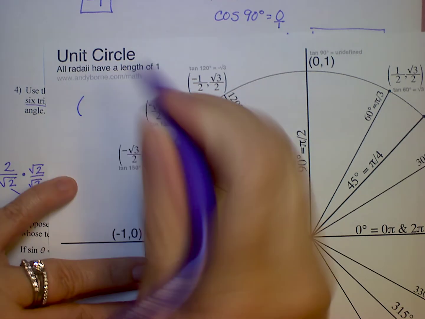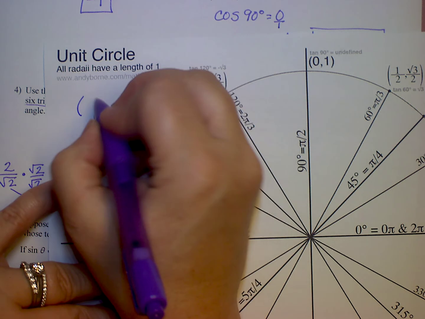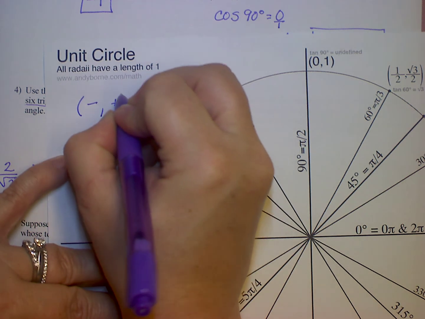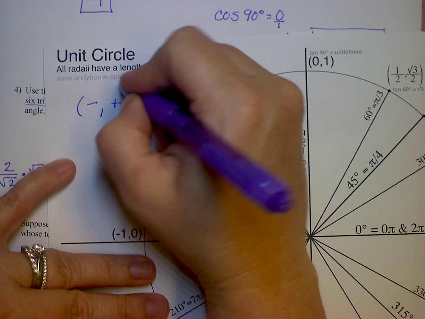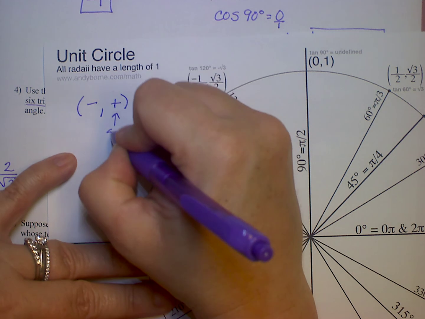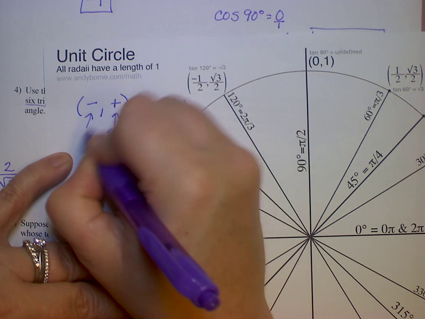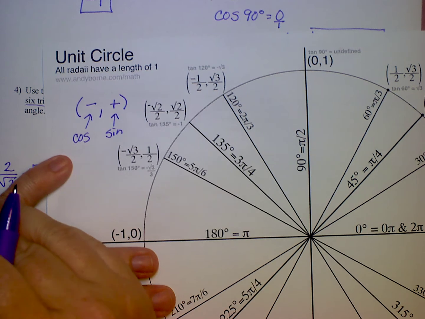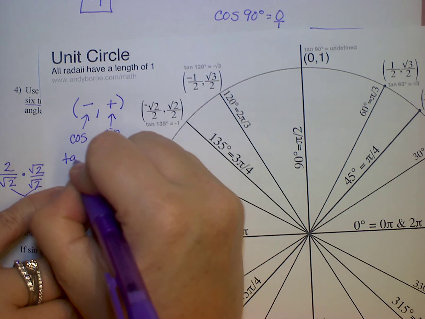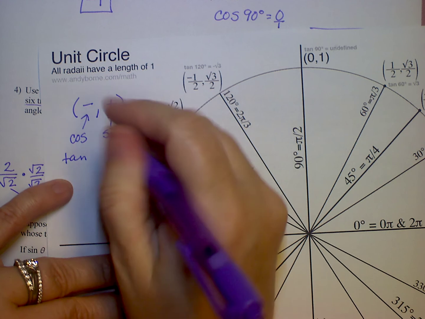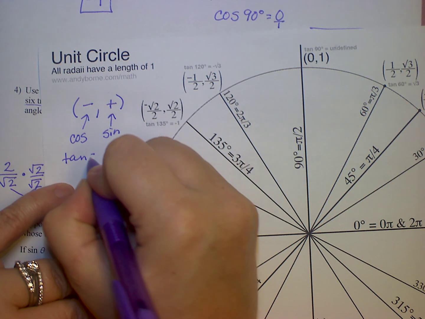What about in the second quadrant? These are not positive positive, they are negative positive. So what does that tell me? Sine is positive, cosine is negative, and what about tangent? Positive over a negative gives me a negative.